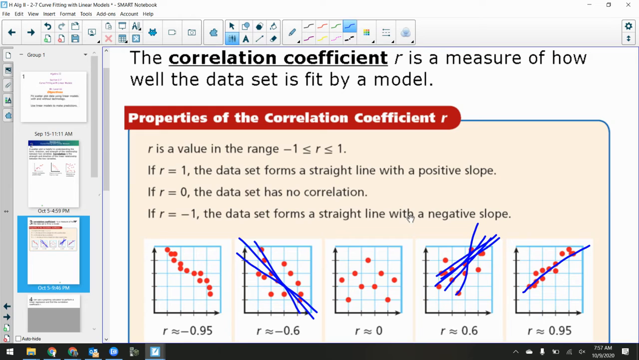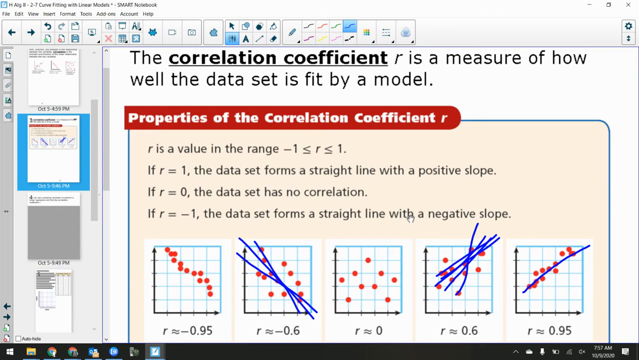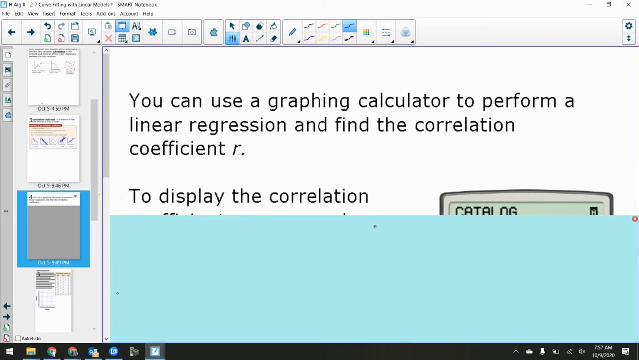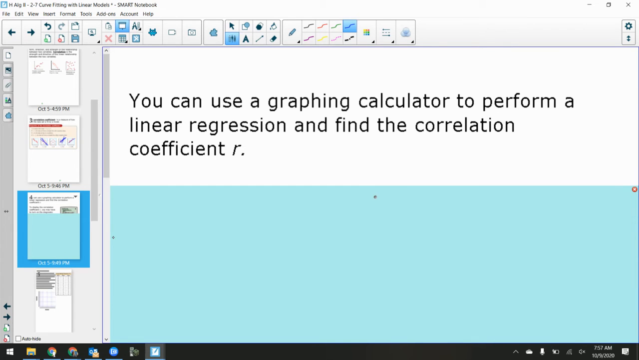So this is what's called our correlation coefficient. This is a number that the calculator will spit out to you, but you have to know how to interpret that number. We can use a graphing calculator to perform what's called a linear regression and find the correlation coefficient. So this is where it's going to start to get fun.